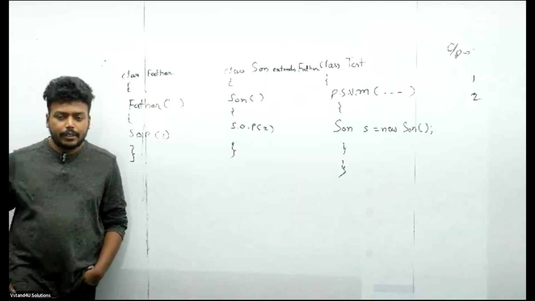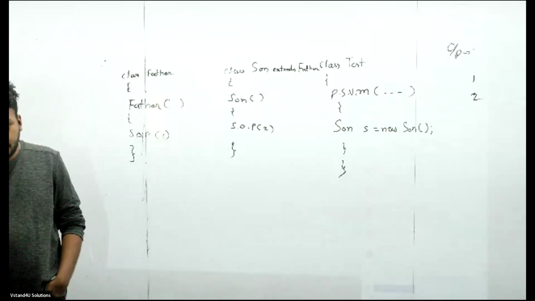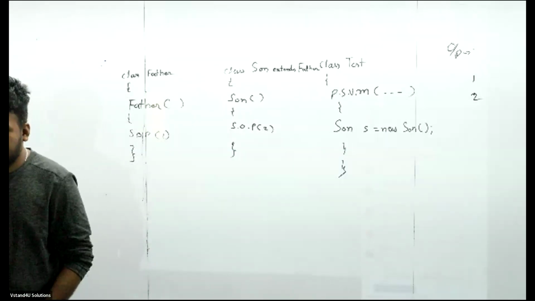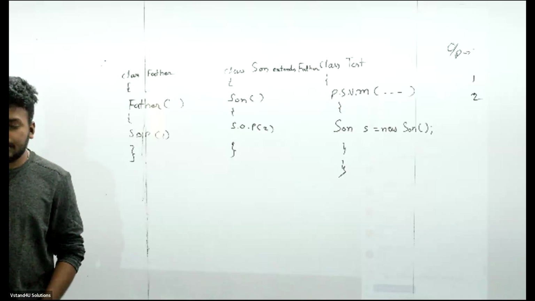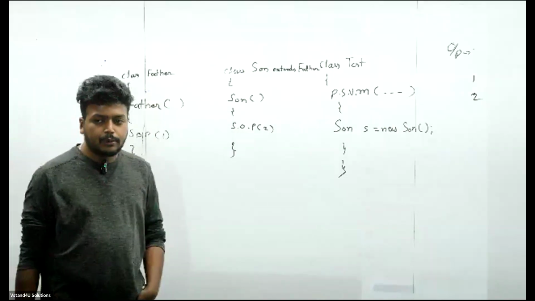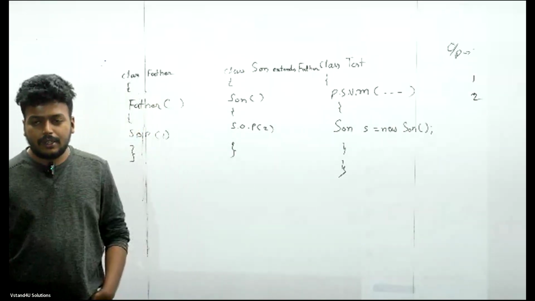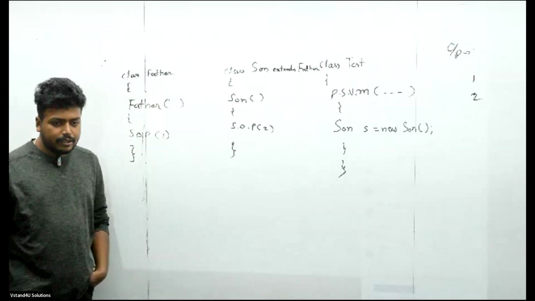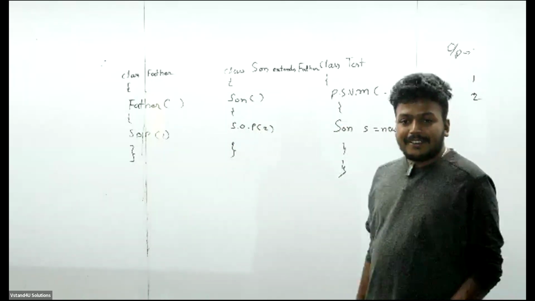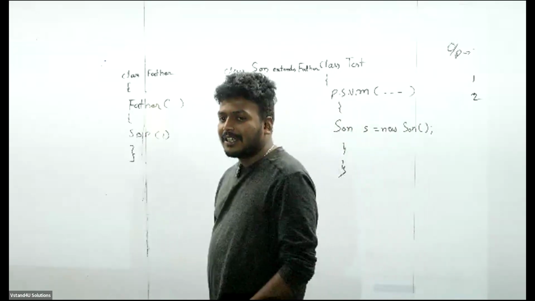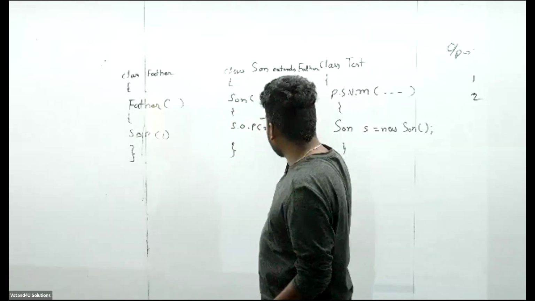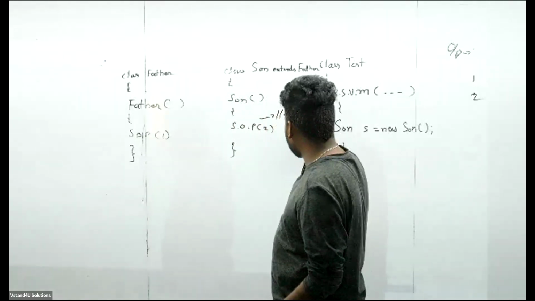The super statement can happen in two ways. One is implicitly, another one is explicitly. Listen carefully, both online and offline students. Whenever the superclass constructor is a non-parameterized constructor, then what happens? Then the subclass constructor will work with the super statement implicitly.